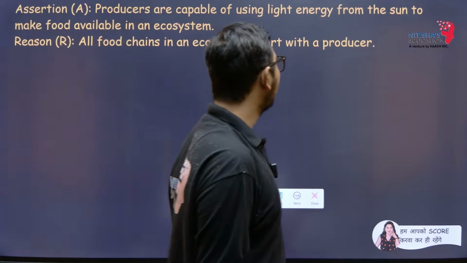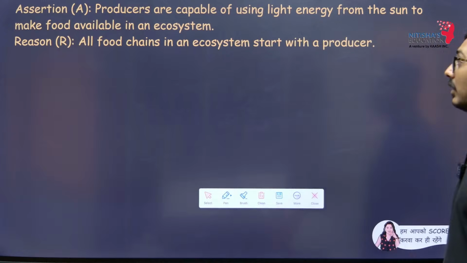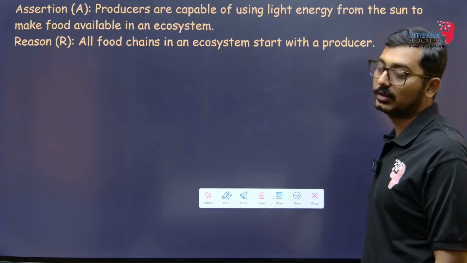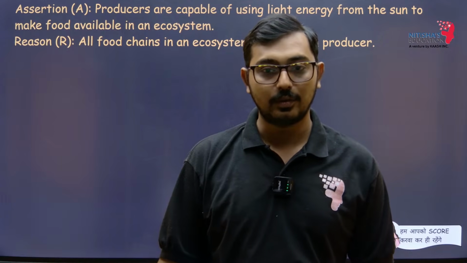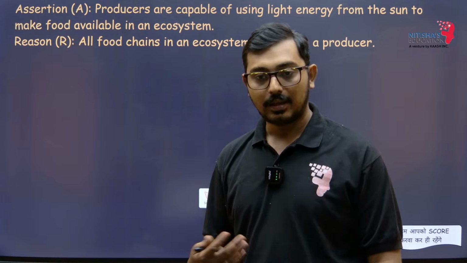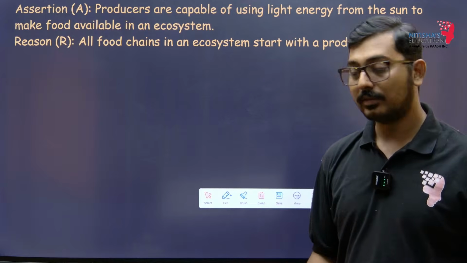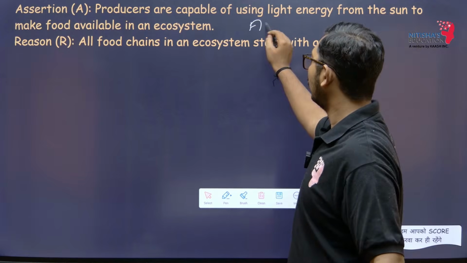Next, producers are capable of using light energy from the sun to make food available in an ecosystem. Obviously, plants are the producers. Because of those we are able to have food to consume. So the assertion is true.